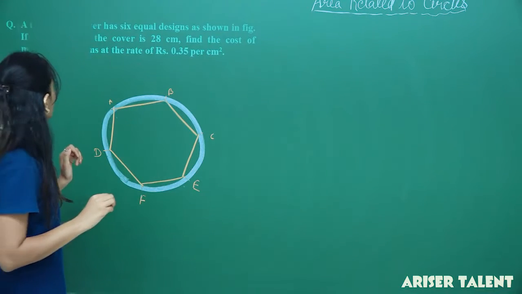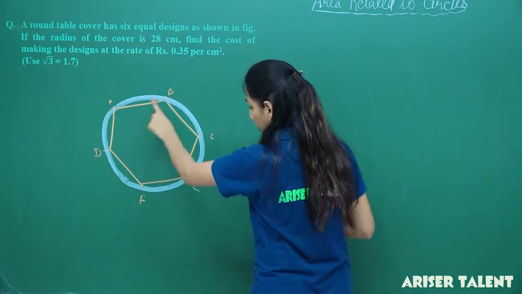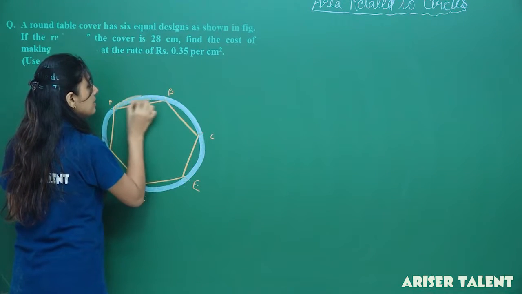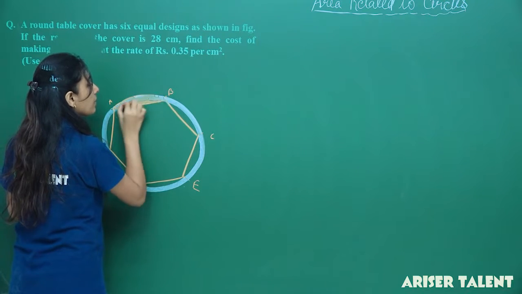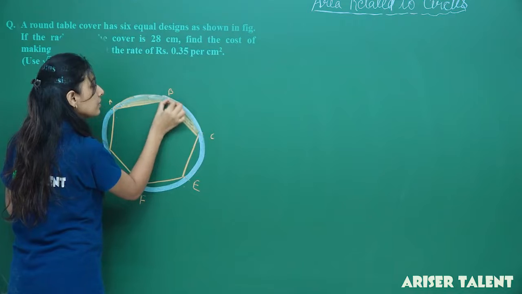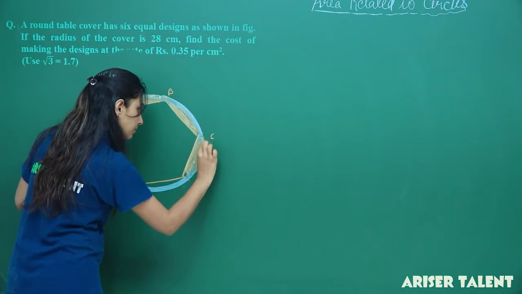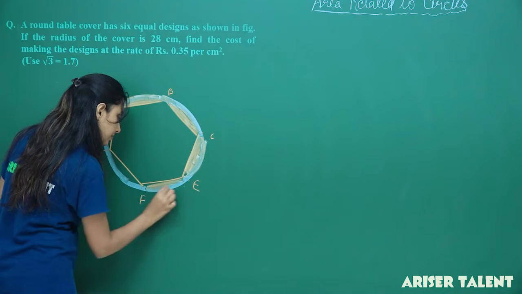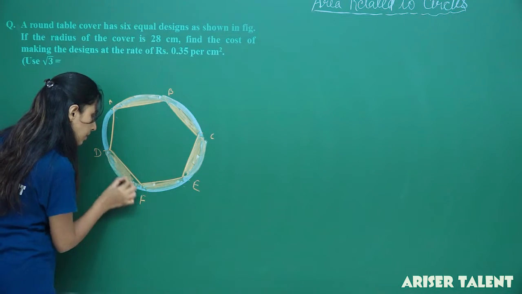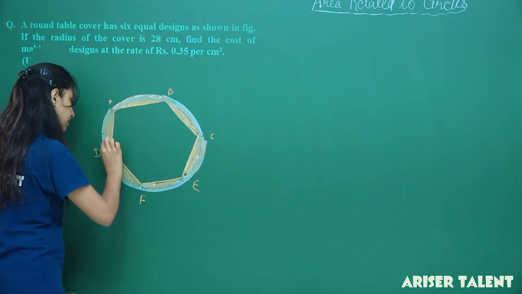Now it is having these designs only on that portion. So what is the design portion? This is the design portion. In this case, this is the design portion. Understanding? This is the design portion. This is the given figure you are having, okay. This is your given figure.